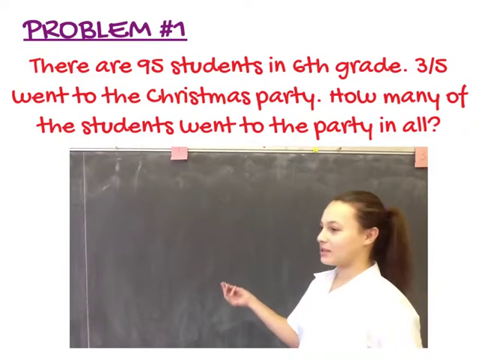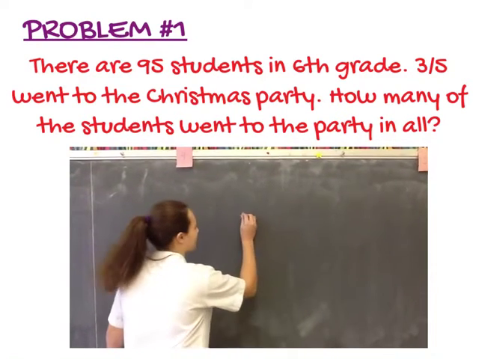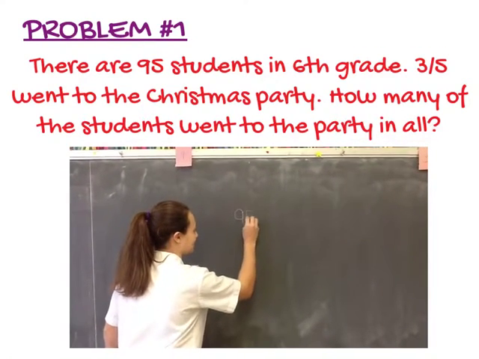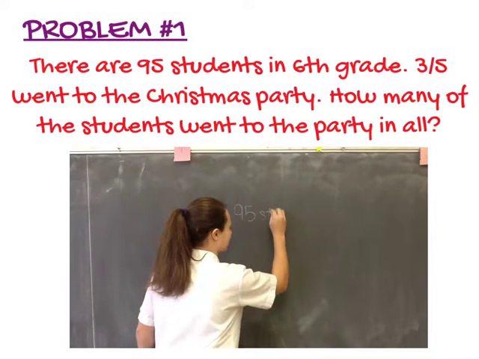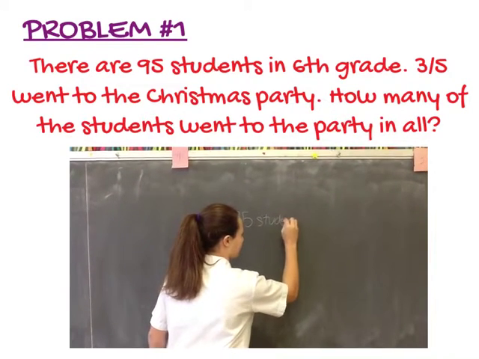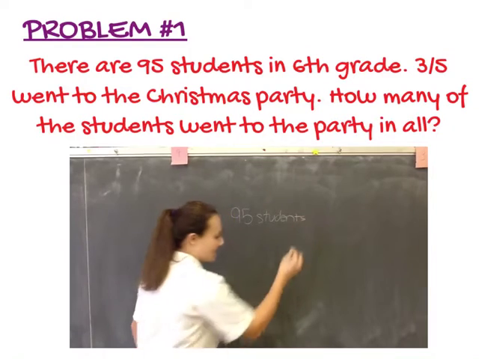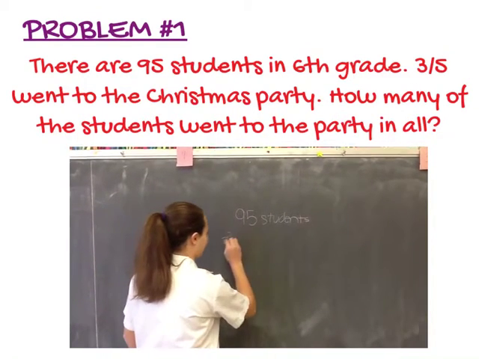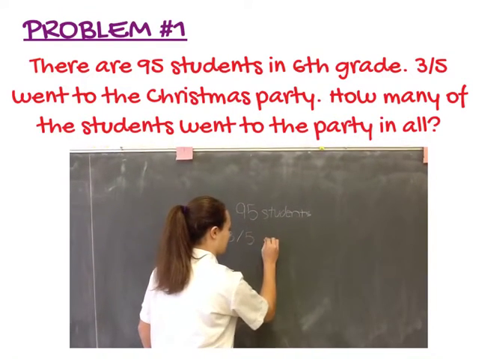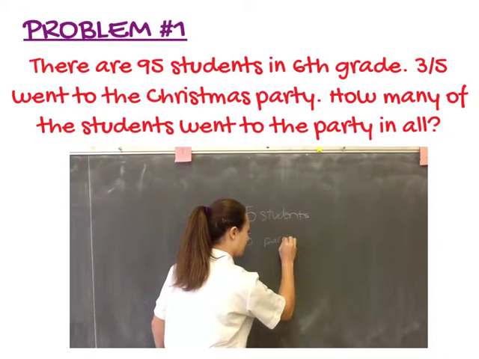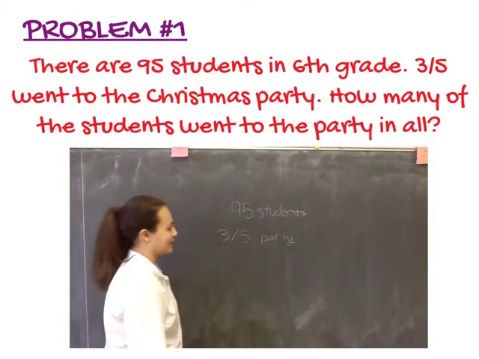So the first step is to write out the important details. The first detail is that there are 95 students in the 6th grade. And the next detail is that 3/5 of the class is going to the party. So how do you solve it?